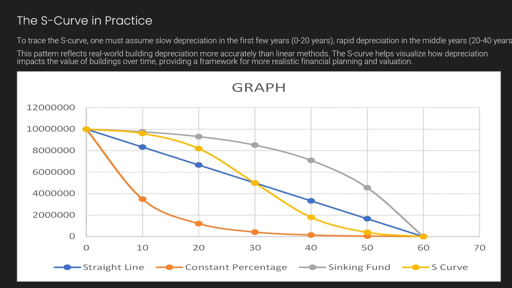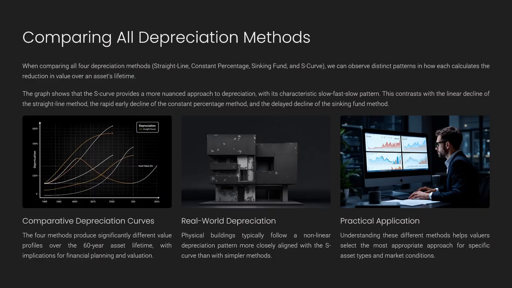This graph makes clear how you can use the S curve. So basically you can use a hybrid method. We will discuss how you can use this method. So you can compare all depreciation models with the comparative depreciation curve you can draw.